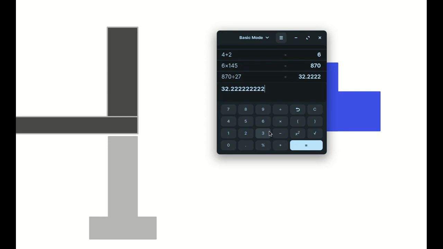All right. So that's a real quick run through of how to calculate the volume of the footing and foundation wall.